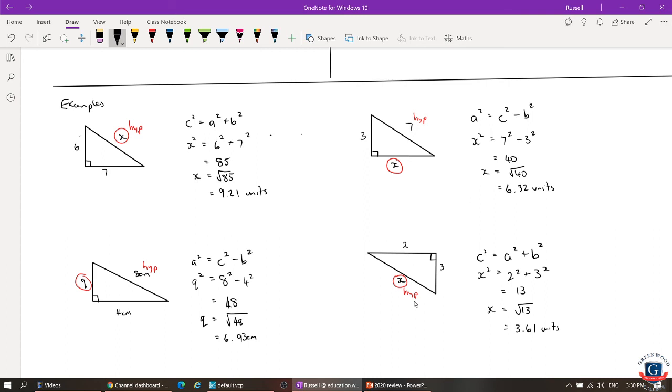Okay, last one. Now with this one I've turned the triangle upside down, but it doesn't change the fact that the right angle is still pointing to the longest side. Now the longest side has the unknown, so we use the normal form of Pythagoras' theorem. We put the x where the c is, put the 2 and 3 where the a and b is. 2 squared plus 3 squared is 13. Take the root of 13, you get 3.61 units.